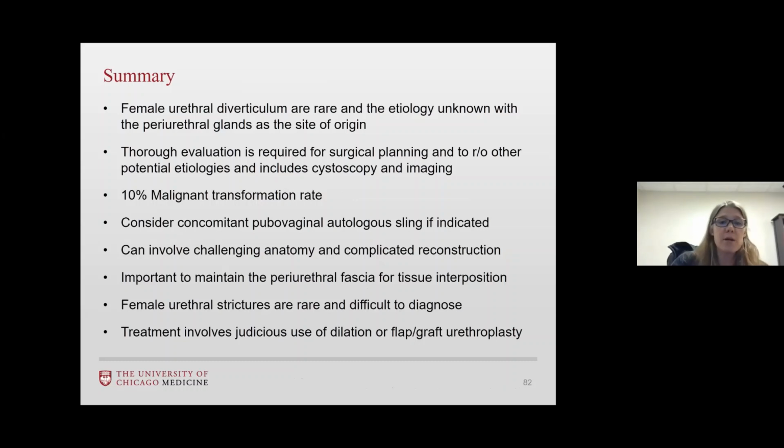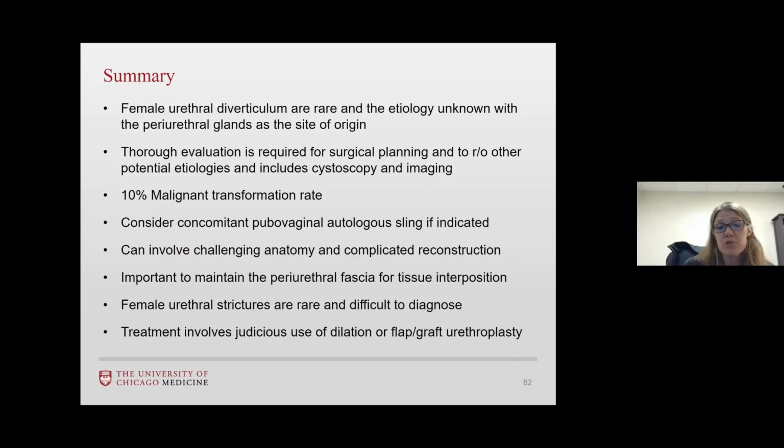So just in summary, female urethral diverticula are rare, and the etiology is unknown, with the periurethral glands as the site of origin. A thorough evaluation is required for surgical planning and to rule out other potential etiologies, including cystoscopy and imaging, preferably MRI if you can get it. There is a 10% malignant transformation rate. You want to consider a pubovaginal autologous sling if it's indicated. It can have very challenging anatomy and complicated reconstruction. And then you want to maintain that periurethral fascia for tissue interposition.